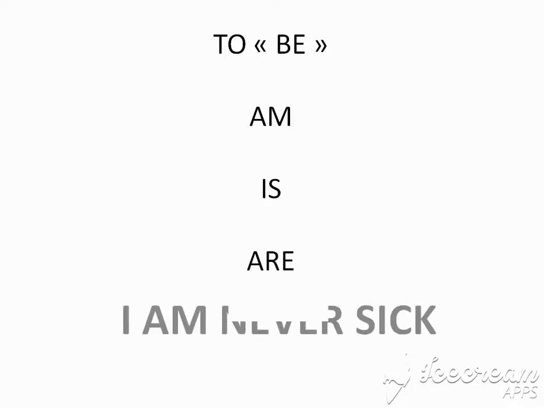But there is only one exception: if the main verb is to be, then the frequency adverb must be placed after the main verb to be. Example, I am never sick. So in this case, we have the verb to be, I am. This is why the adverb of time comes after the verb to be. Never.